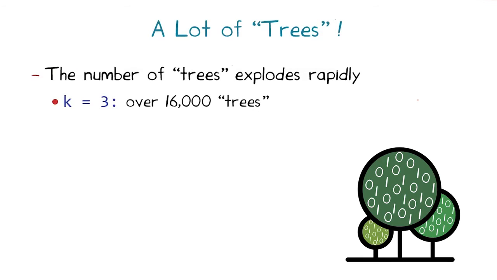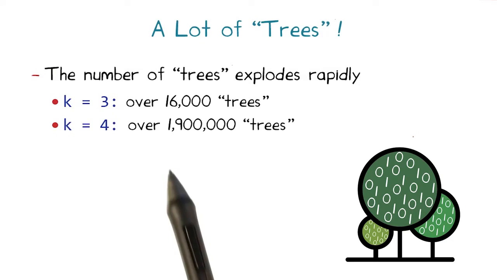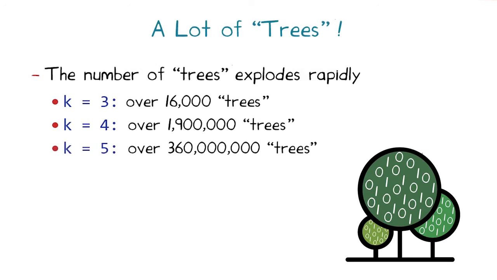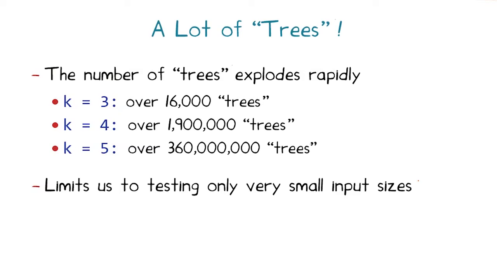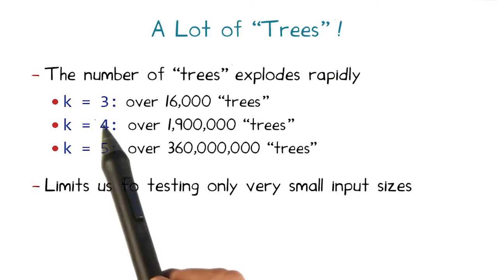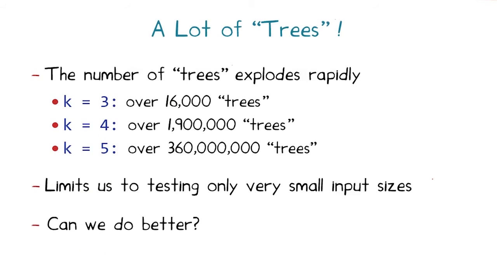For 3 nodes, we have over 16,000 possible binary trees that can be defined. For 4 nodes, we have nearly 2 million possible binary trees. And for 5 nodes, we have over 360 million possible binary trees. Clearly, this limits us to only very small test input sizes. Is there a way to do better?